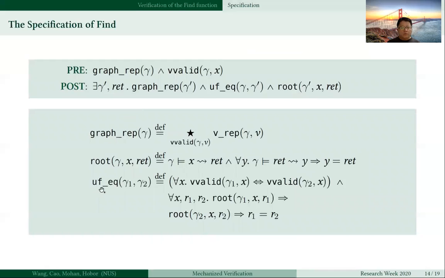The UF equivalence of gamma 1 and gamma 2 is defined by root. If x has root R1 in gamma 1 and R2 in gamma 2, then R1 and R2 must be the same, which means although the shapes of the graphs gamma 1 and gamma 2 are different, any roots are not changed.